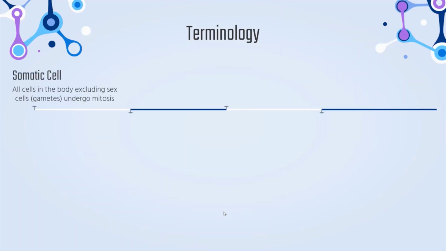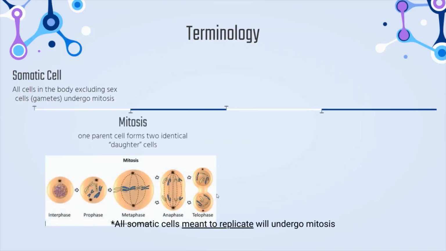A somatic cell is all cells in the body that exclude the sex cells, also known as gametes, and they undergo mitosis. All somatic cells will undergo mitosis. And mitosis is when one parent cell forms two identical daughter cells.